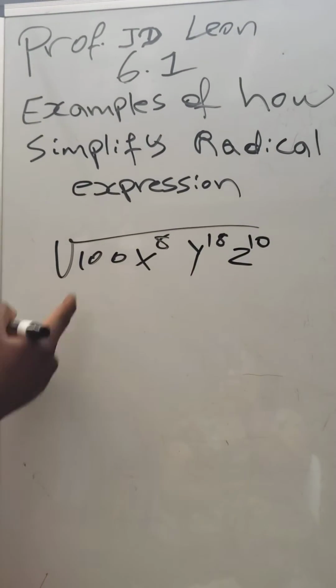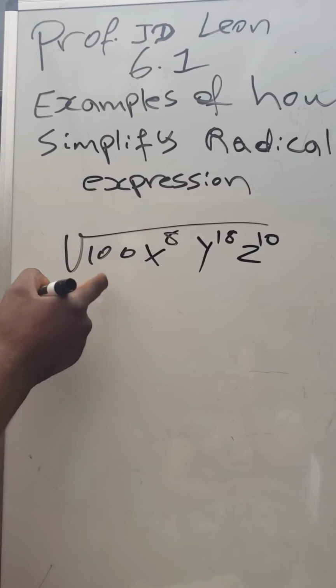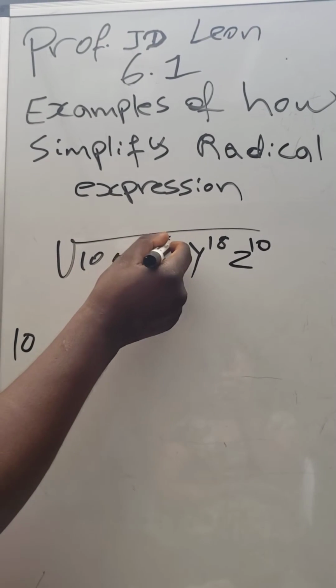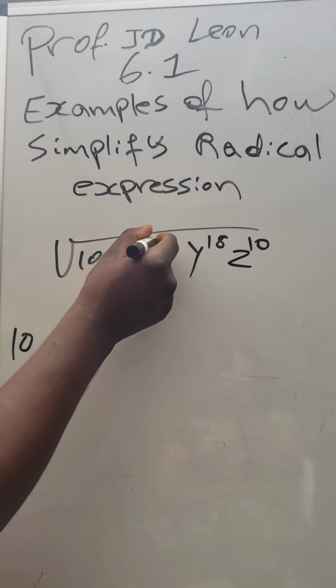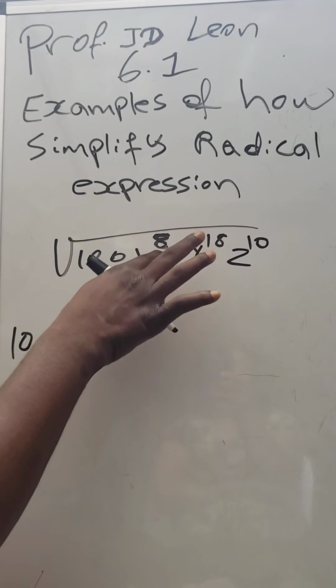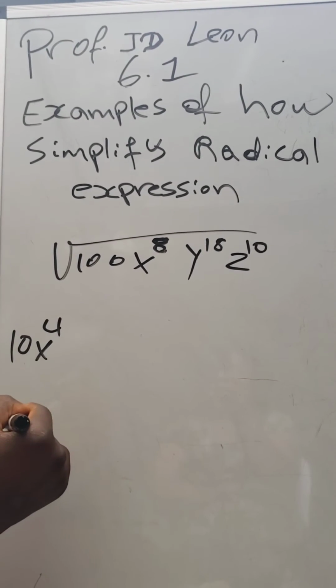Okay. Well, remember, the square root of 100 is 10, so you're going to pull out a 10. Here you have four pairs because you have 8, and pair means 2. So if you divide 8 by 2, that's 4. That's why you have 4 pairs. So x to the 4th power comes out.